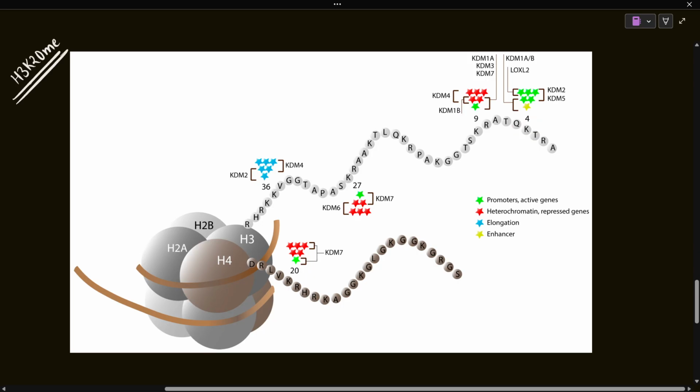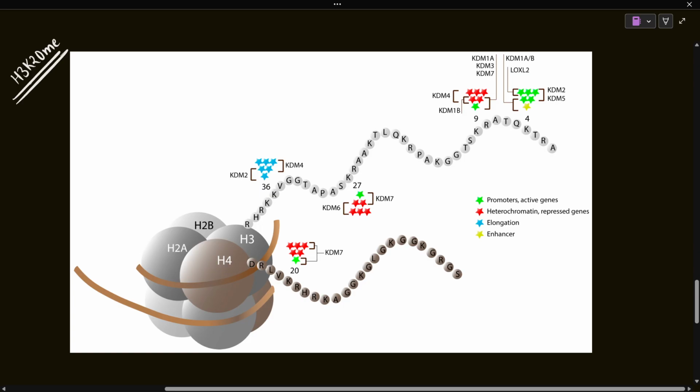So I need a clarification on that topic. There's a well-established fact that the H4K20 methylation is also done by SUV420 H1 or H2 enzymes that I discussed in the H3K20 methylation mark. So this is a well-established fact, and I'll clarify about the H3K20 methylation mark ASAP.